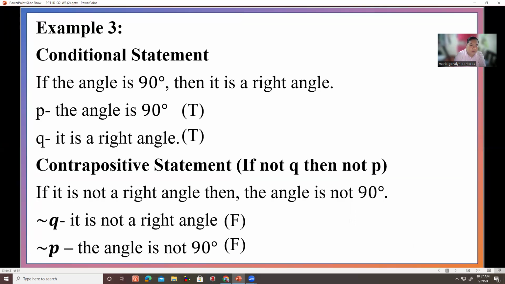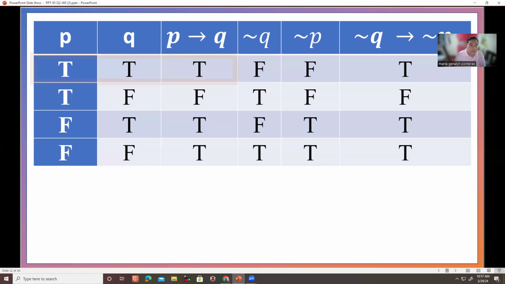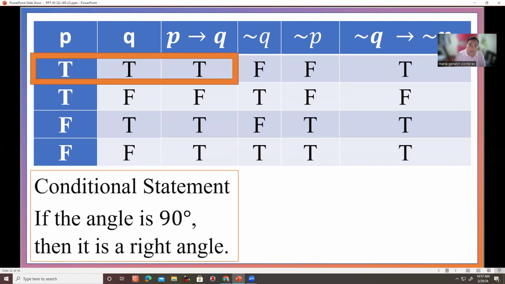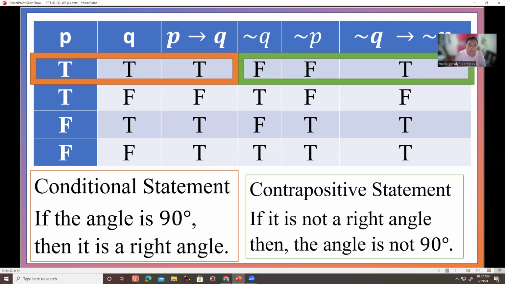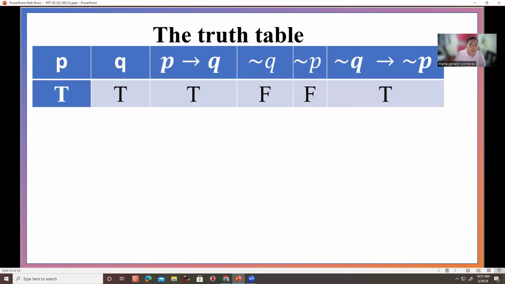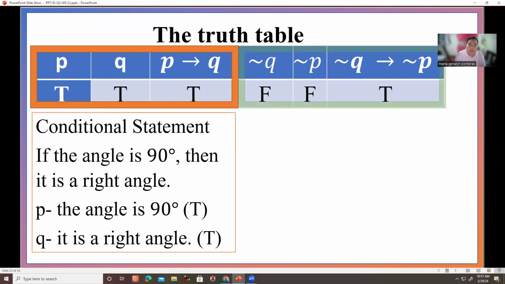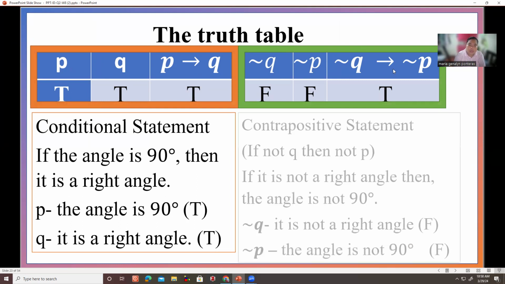Okay, so if we're going back on our statement, P and Q is true, not Q and not P is false. So they belong in the first row. And so the truth value here, you have P is true, Q is true, P implies Q is true. And then not Q is false, since Q is true. If P is true, not P is false. So not Q implies not P is true.